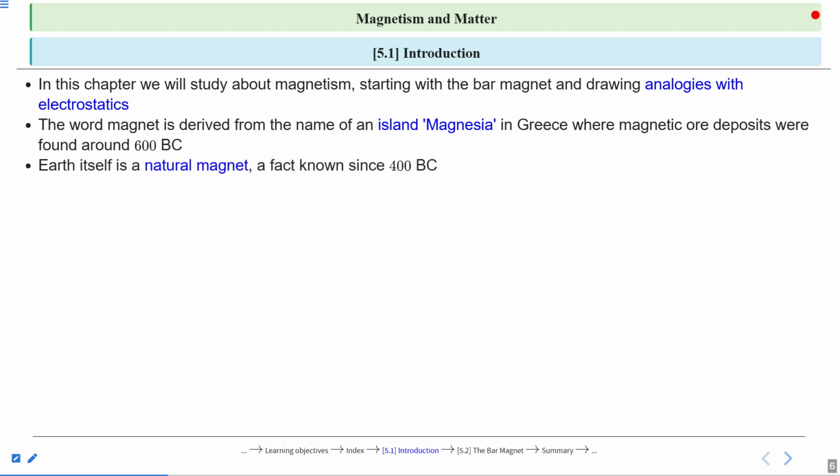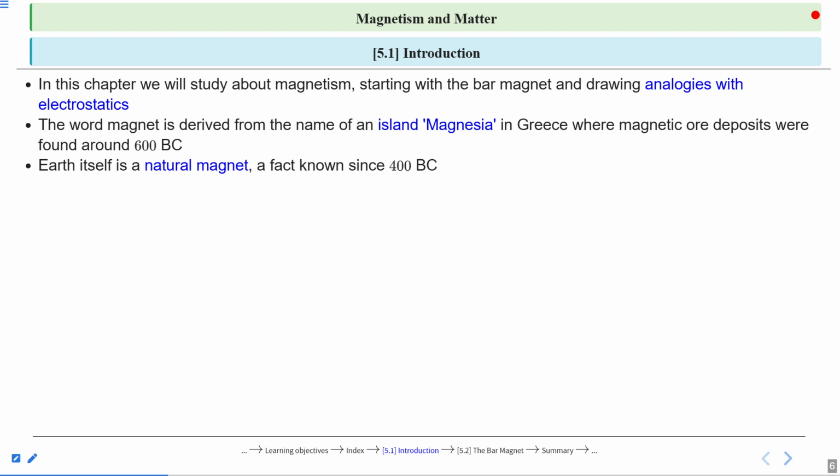Earth itself is a natural magnet, a fact known since 400 BC. It was known in the very old days that Earth is a natural magnet, but they didn't know the actual concept of the magnetism of Earth. They only knew that Earth is a magnet attracting all things towards itself, which is due to gravity. But Earth has magnetism also.